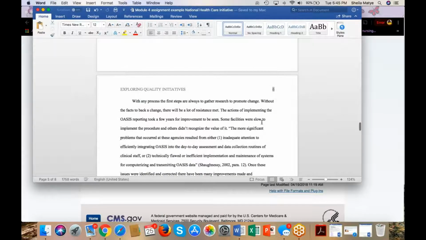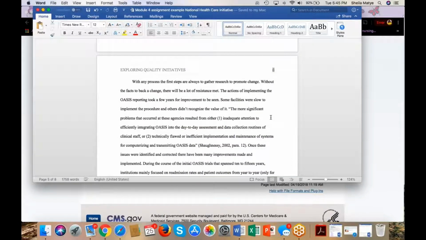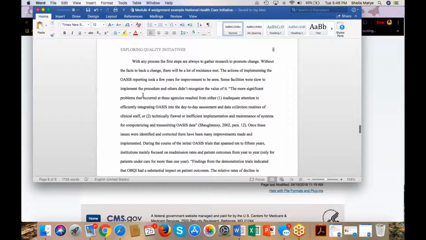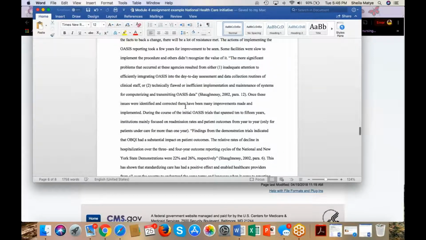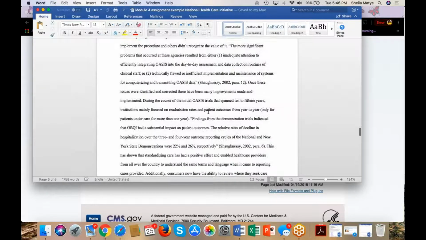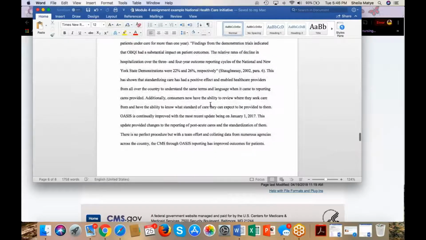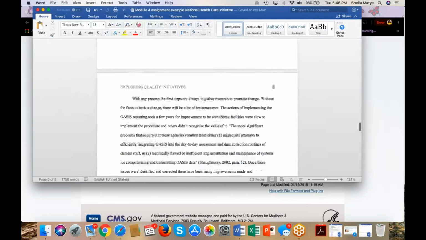And then the act. So what are they going to do? Well, with any process, the first steps are always to gather research to promote change. So how did they do that? They talked about the more significant problems. They talked about once these issues were identified and corrected, there have been many improvements made and implemented. They talked about during the course of the initiative. They talked about the outcome, the rates and decline in hospitalization over a 3 or 4 year outcome. So there's a lot of information right there.